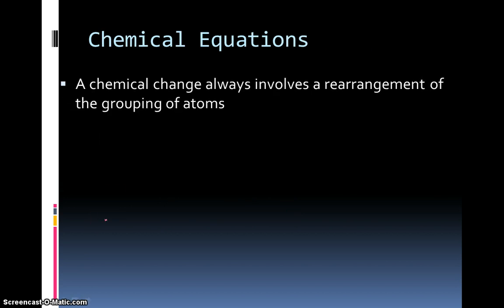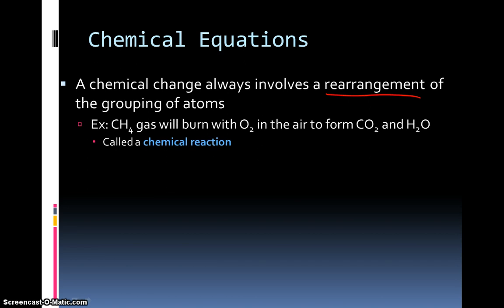When we look at chemical change, what's always happening is we're rearranging atoms to form new substances. So this is super, super important that you make sure you get that word down in your notes because we're creating something new by rearranging the atoms that we're putting in. So if we look at the example in your notes, CH4 gas is called methane. So methane gas will burn with O2 in the air to form CO2 and H2O. This process is called a chemical reaction.